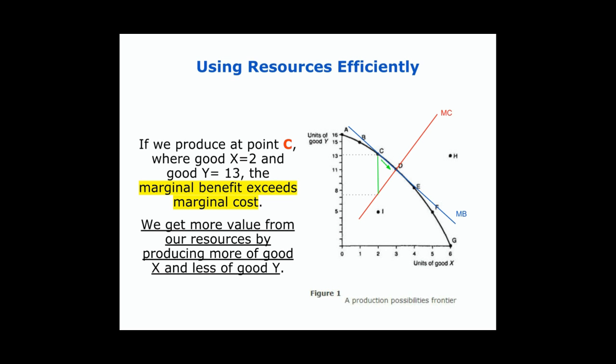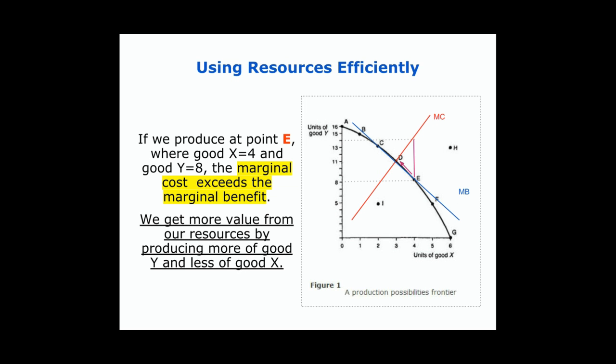Now, what happens in this case if I'm at point C? Well, if I'm at point C with 2x and 13y, the marginal benefits exceed the marginal costs. Now, at first, that may sound like a good thing, but it's not, because I can get more value from the resources I have by producing or consuming more good X and reducing the amount of good Y that I have. So I'm better off by moving from point C to point D, which involves more X, less Y, because that's a point that I prefer more.